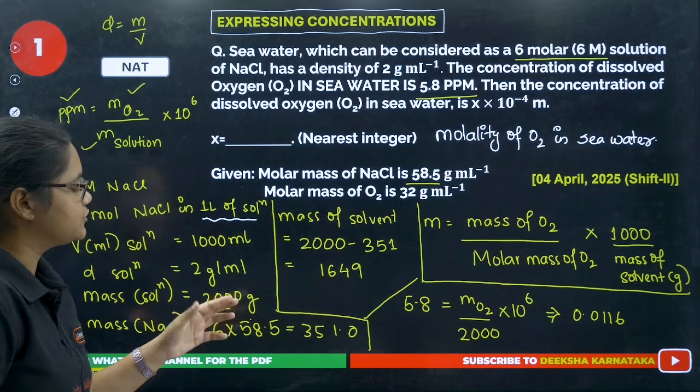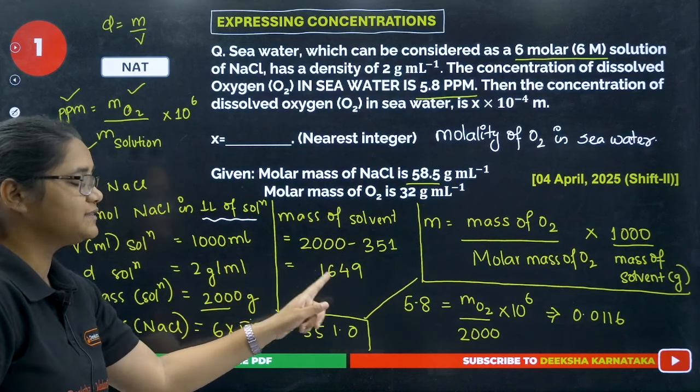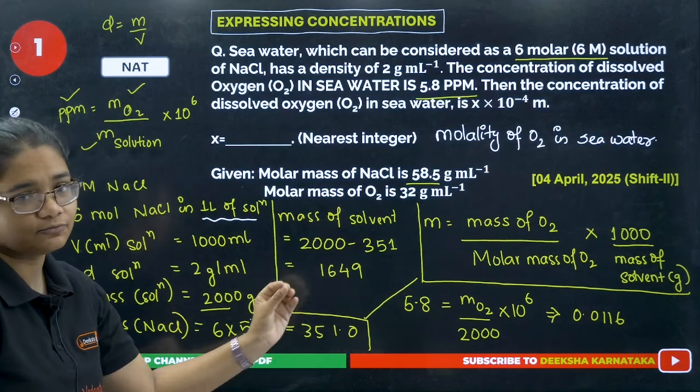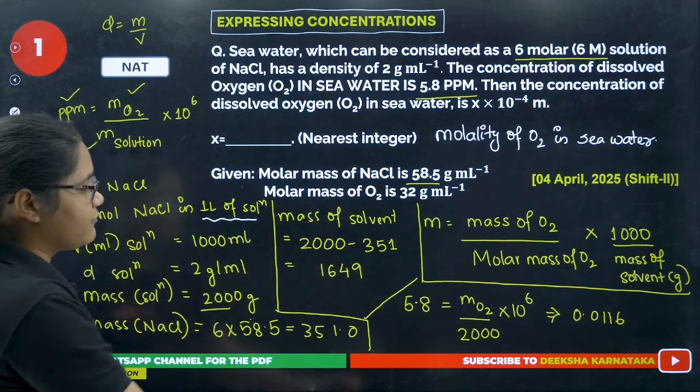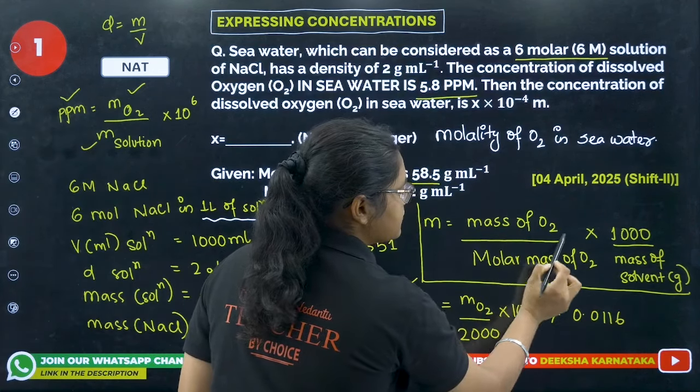is 2000. So what will be the mass of the solvent? 2000 minus 351, which is 1649. Okay, this is the mass of the solvent, 1649. Now here I have got this value, which is 1649. I am still pending with the mass of oxygen.